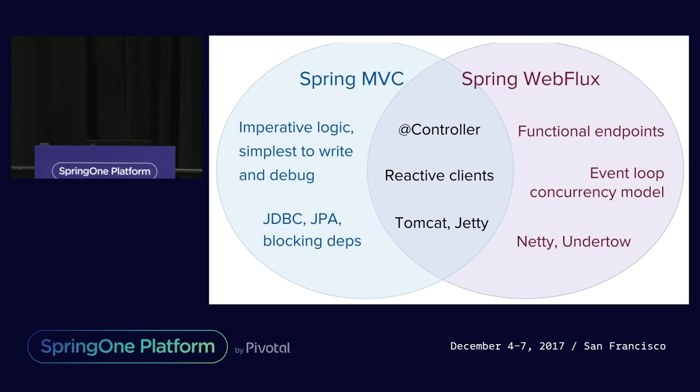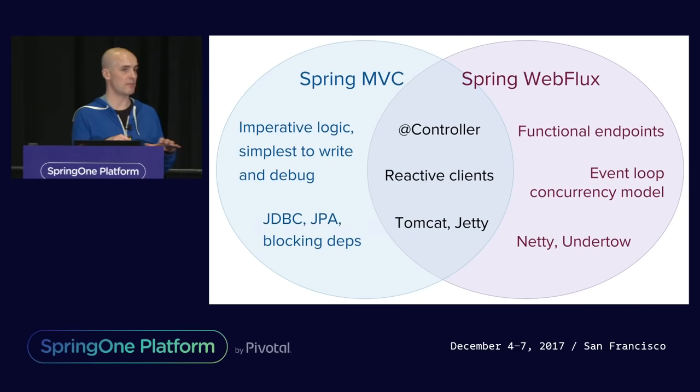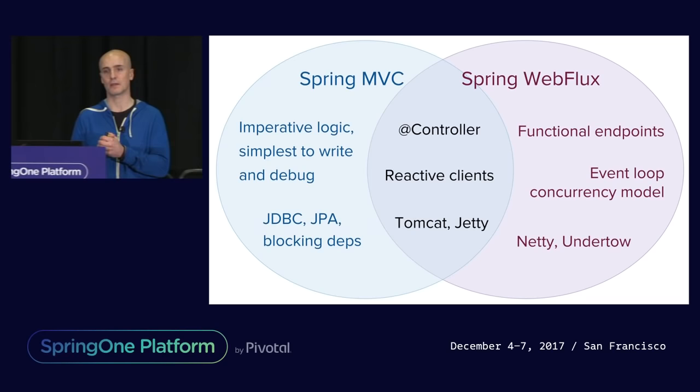So you can think of it as kind of one gives you a simple imperative programming model built on a servlet API foundation. It allows you to block. It's okay to block, it's built for that. And if you have blocking dependencies in your application, it's a good fit to use it there because that's fully expected.